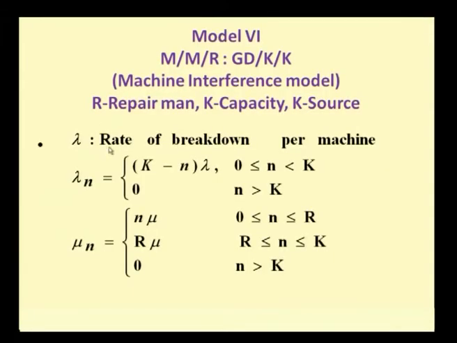So, lambda is defined as the rate of arrival. Since the arrivals are the failed machines, we describe lambda to be the rate of breakdown per machine, and hence lambda_n, that is when there are n customers in the system, the arrival rate is defined as (K minus n) times lambda. Why do we write K minus n?